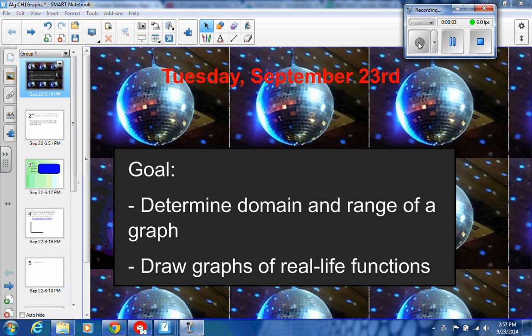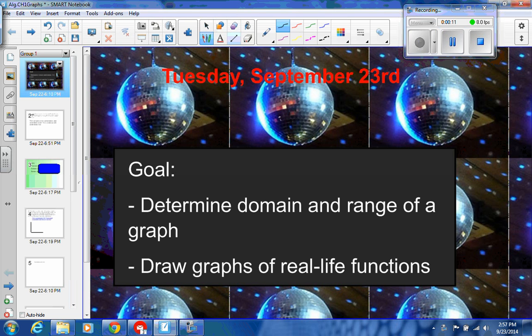Okay, so this lesson is talking about two goals, and these two goals are listed right here. First of all, we're going to figure out how to graph real-life situations. So we're just going to draw graphs based on a real-life situation, and then we're also going to determine the domain and the range of a graph.